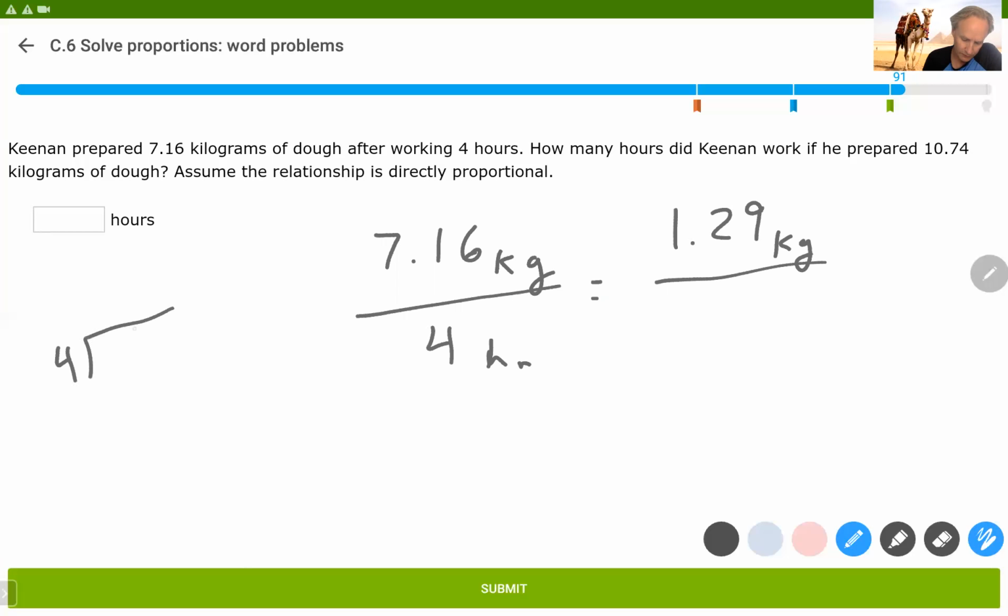4 into 7.16. I'm just dividing it. Goes in 1. That's 3 left over. Goes in 7. That's 3 left over. Goes in 9. And did I mess that up? I sure did. 7. Good to check. Wow. 1.79. Sorry about that. And it's 1.79 per 1 hour. Good to check. We want 10.74.